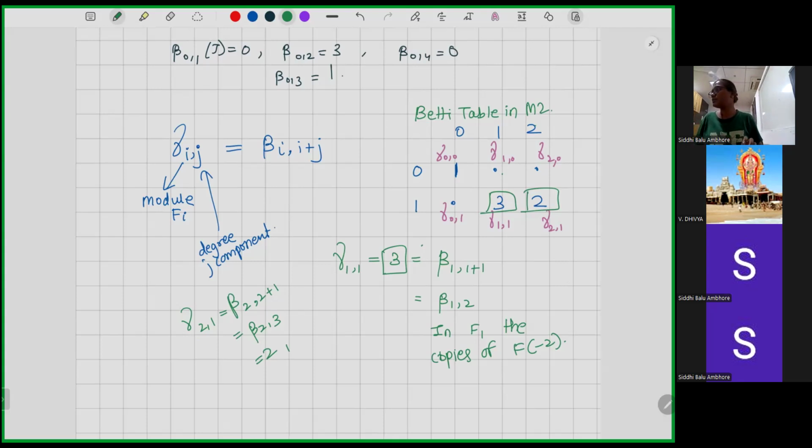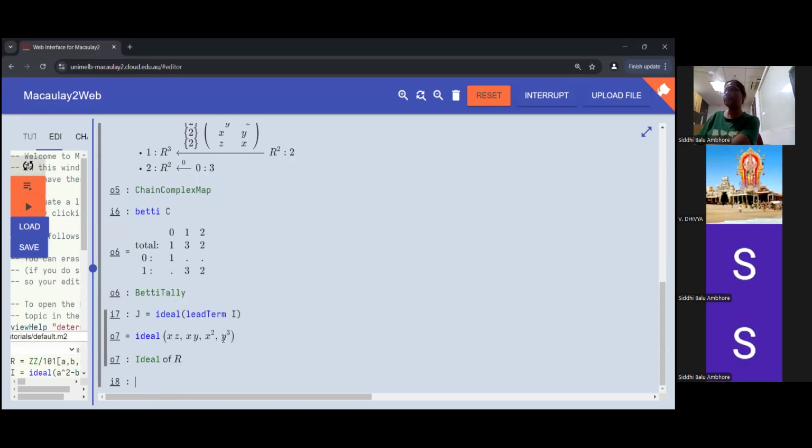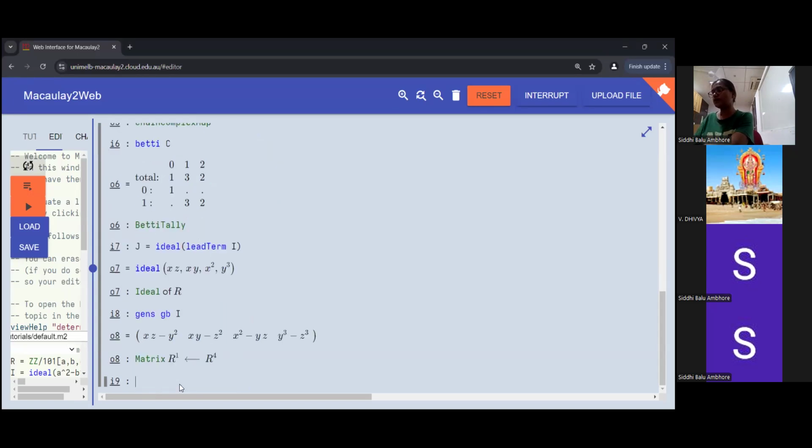And let me share this screen back just to see the Betti numbers for the J, which we needed to calculate. So J is my ideal, lead term I. Again, it contains this Y cube. And since we didn't see how the Gröbner basis of I is, we can see these 3 terms along with this 4th term, which we calculated, and it's correct.